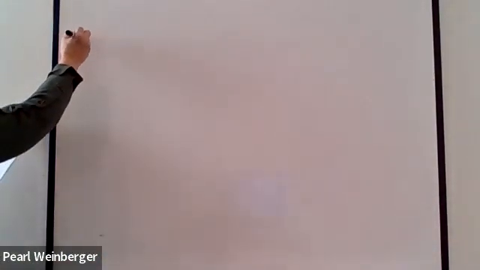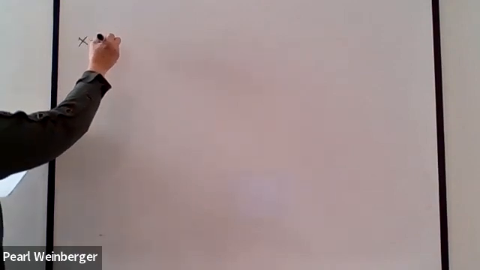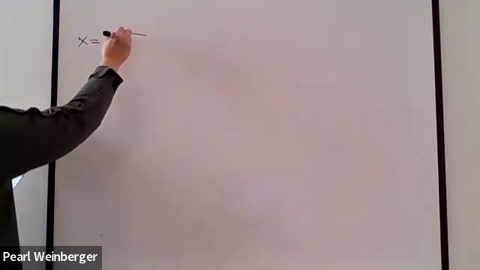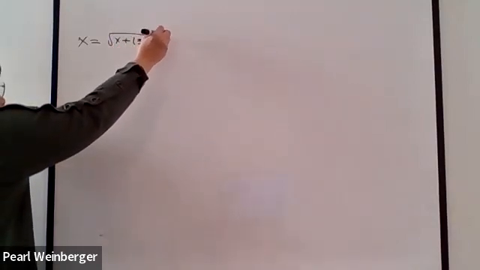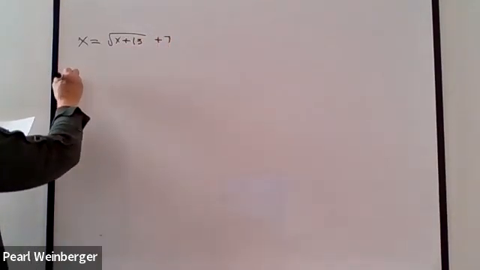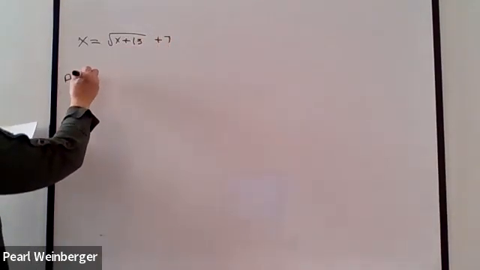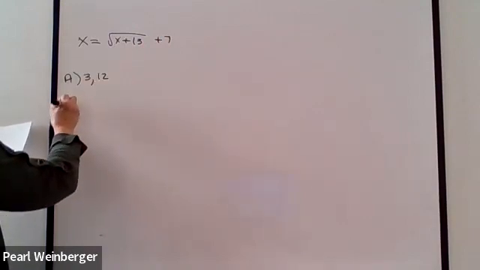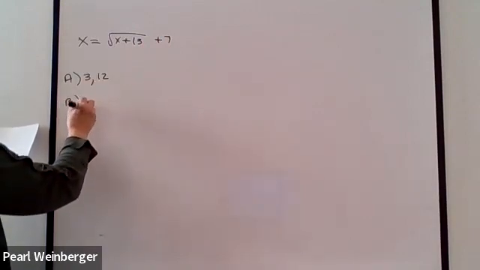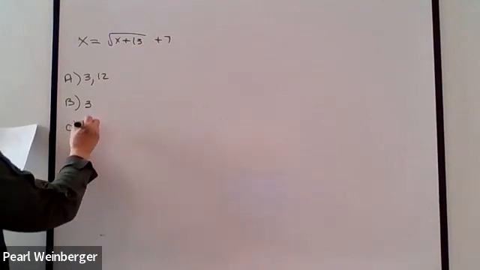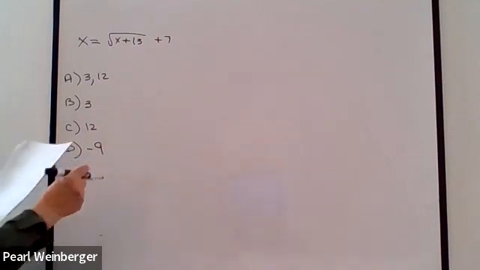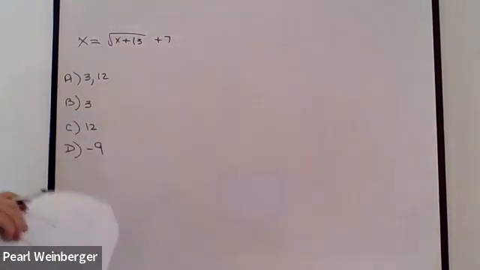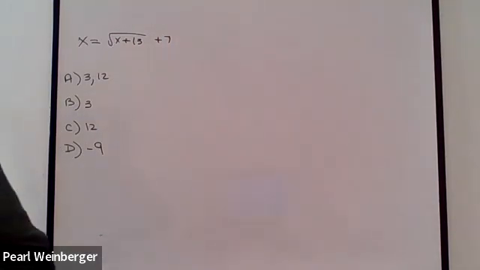The question is x equals the square root of x plus 13 plus 7. And here are your choices of answers: 3 and 12; 3; 12; and -9. Okay, so you have A, B, C, or D. Let's see if you could come up with the answers. While you're doing that, I'm going to be taking attendance.